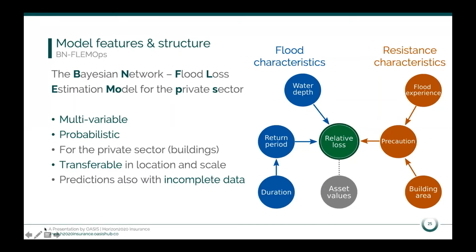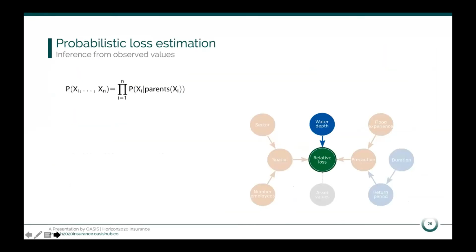How does a Bayesian network model work? It's basically a joint probability distribution that we try to describe with this model. It's the joint probability of all the variables that are included in this model. They are connected according to the graphical structure that I've shown you.